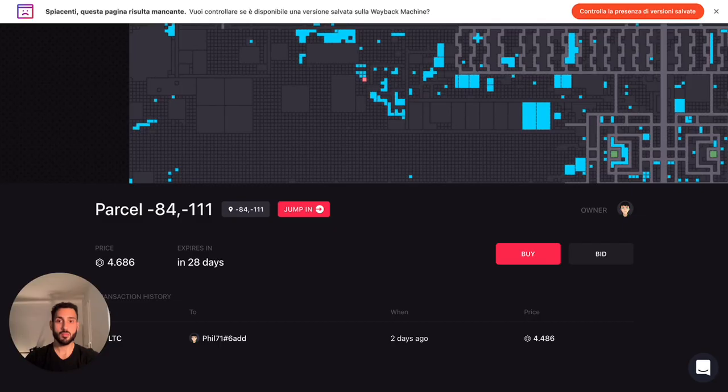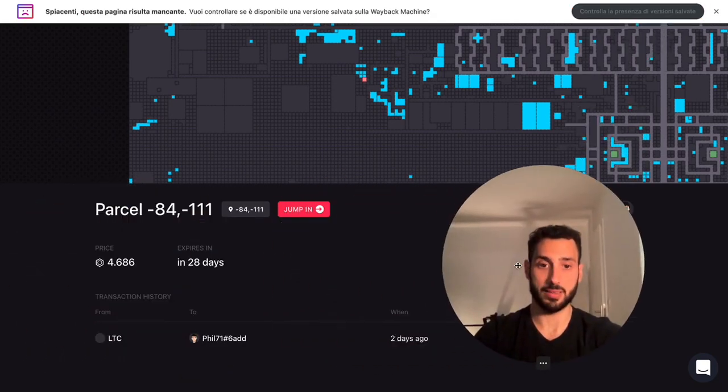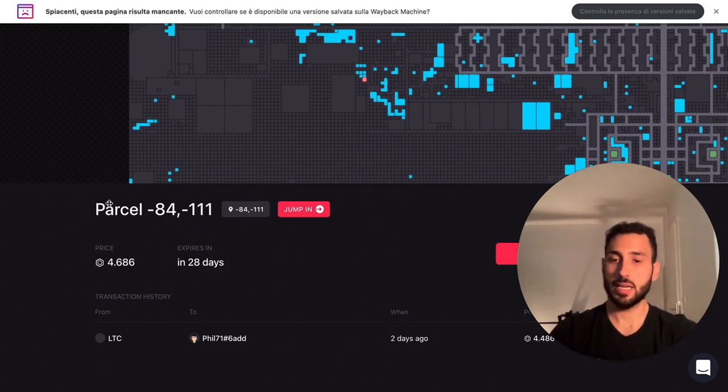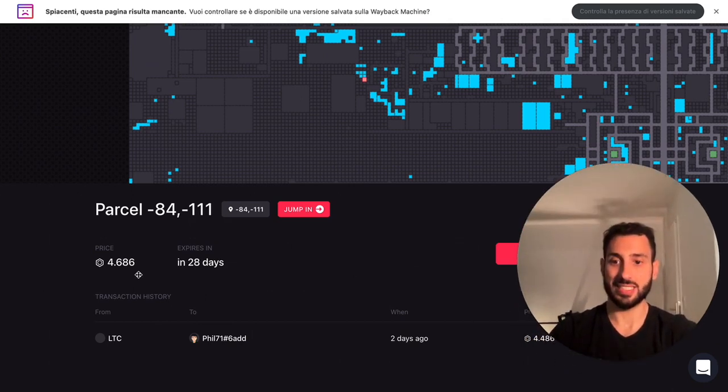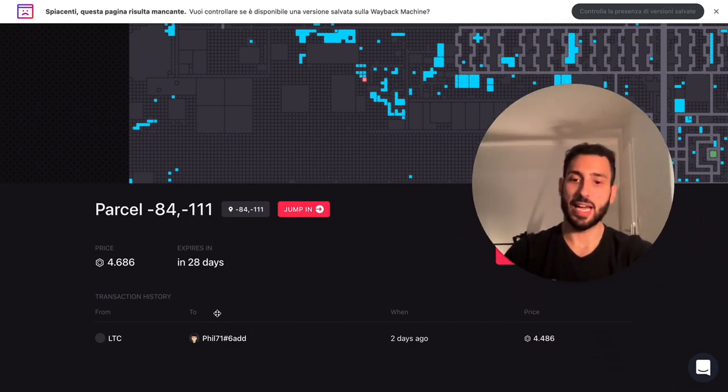So if we go, for instance, in the Decentraland market, and we look at this parcel of land. This is minus 84 coordinate, minus 111 coordinates. We see that it's for sale. There is the buy button open, so we can actually consider a purchase. This is the price. We also see that this was bought a couple of days back for a similar price, just a little bit less than what the current owner asks for.